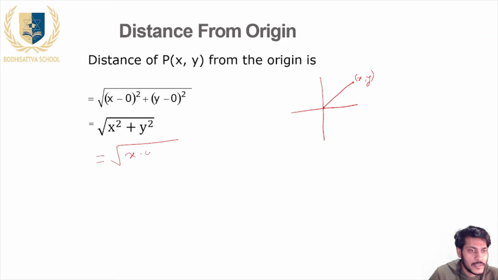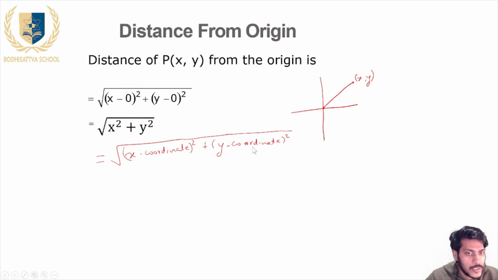x coordinate, that is also called abscissa, whichever coordinate is given here, because we already know origin is 0, and the other will be the y coordinate square. And directly putting the value of x coordinate and y coordinate, we can find the distance from the origin.